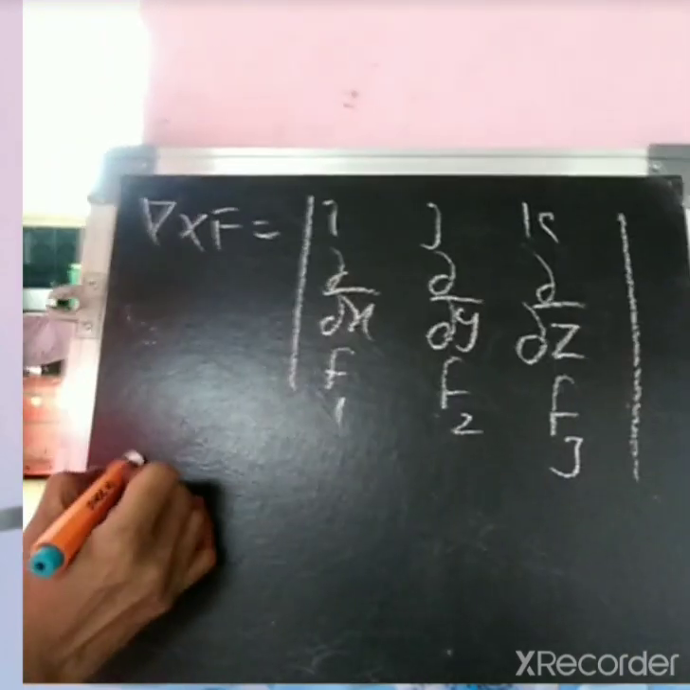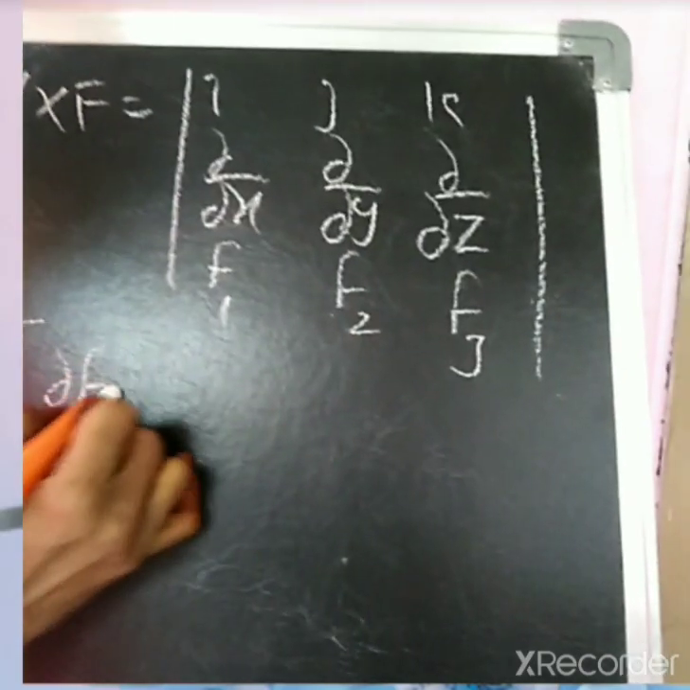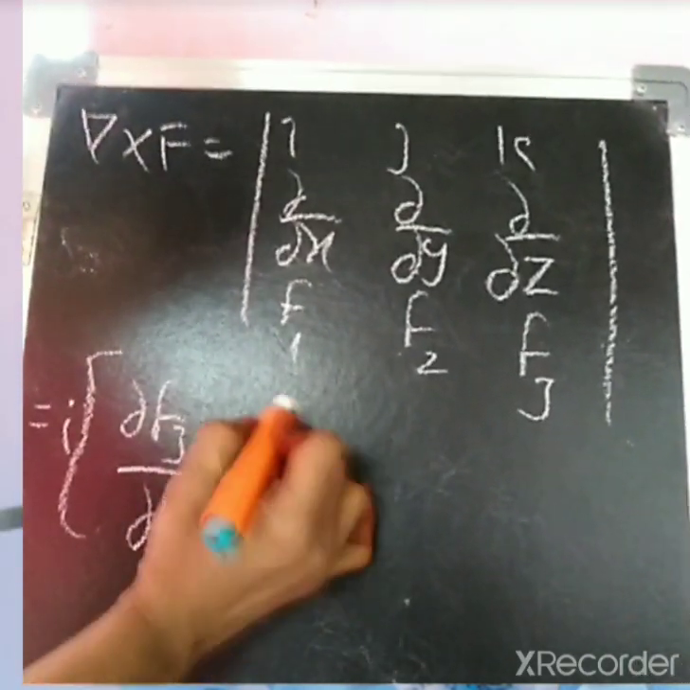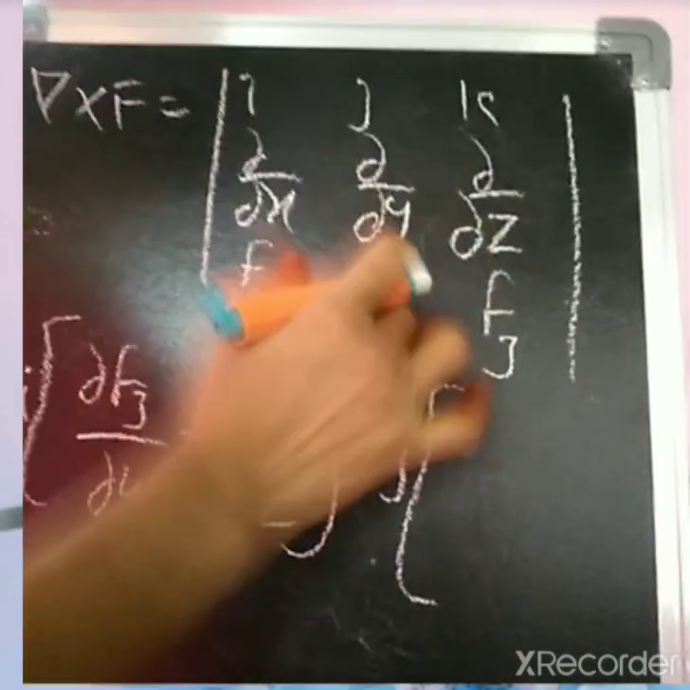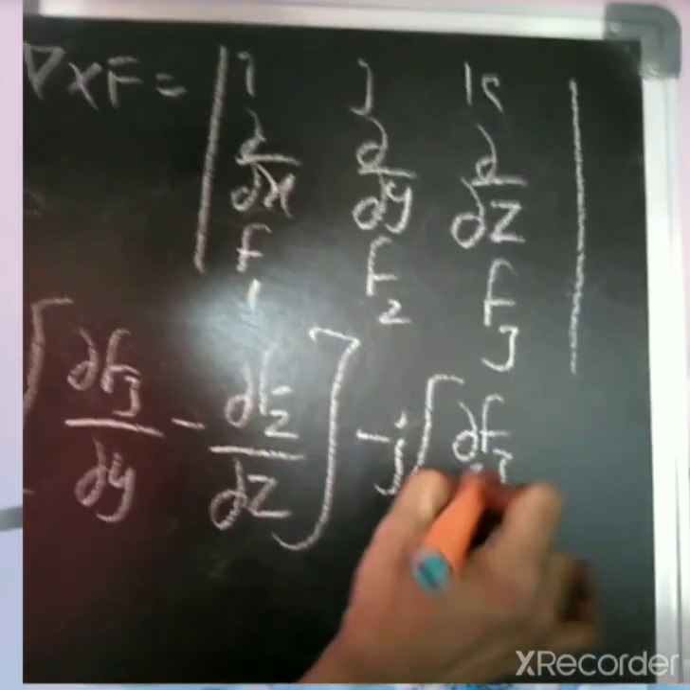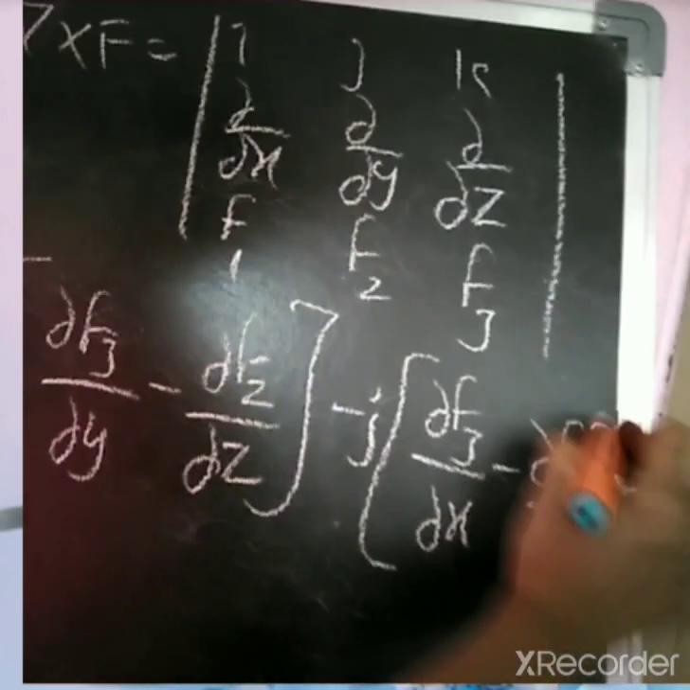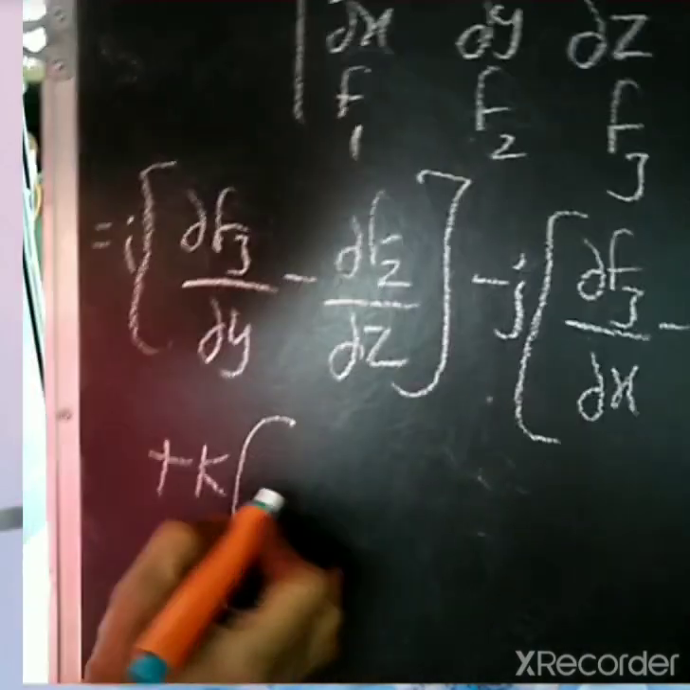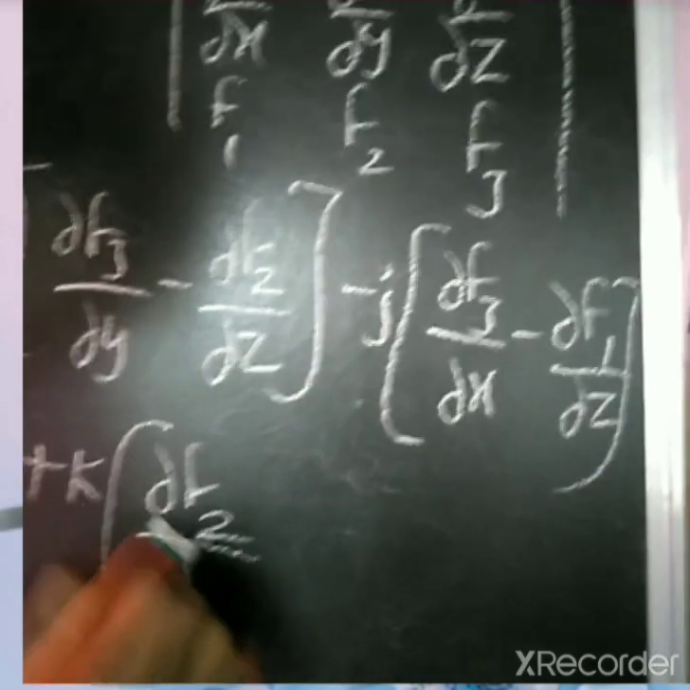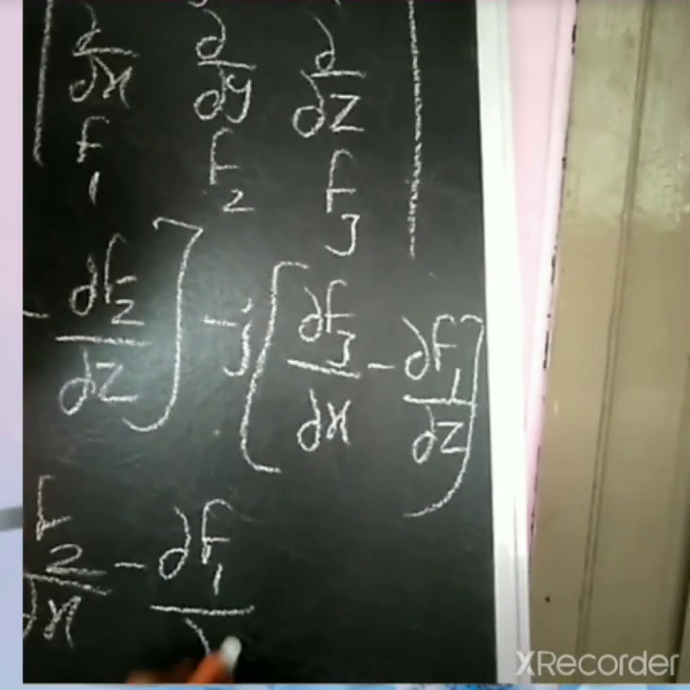So here curl f is i into dou f3 by dou y minus dou f2 by dou z, minus j into dou f3 by dou x minus dou f1 by dou z. Next plus k into dou f2 by dou x minus dou f1 by dou y. So this is the value of curl f.